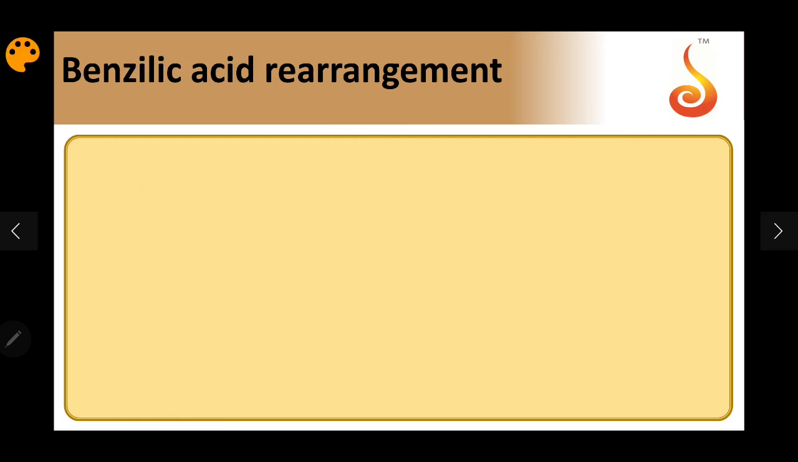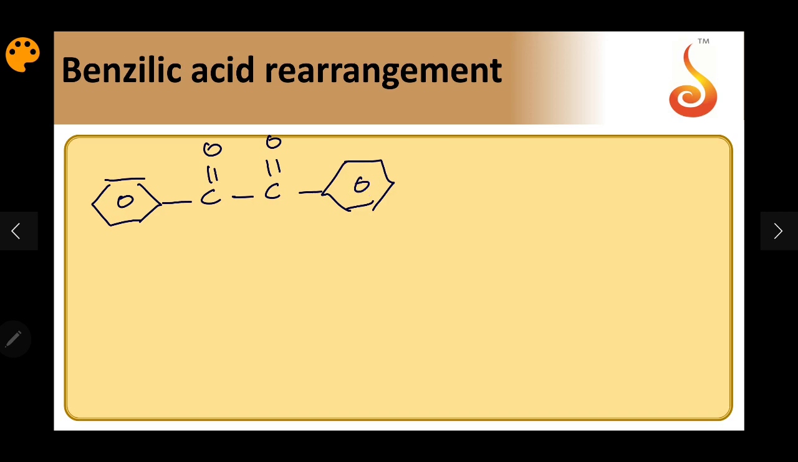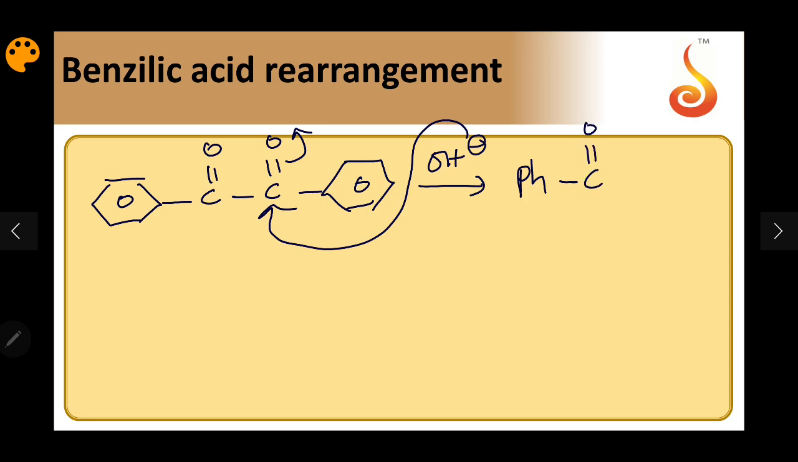Second, benzilic acid rearrangement. It is for diketones, that too aromatic. So I am taking benzene, C double bond O, C double bond O, benzene ring. This is reacted with any base, say OH minus. OH minus will attack any one of the carbonyls. So I get this product. I'll write it as Ph, C double bond O, then O minus, OH and Ph.